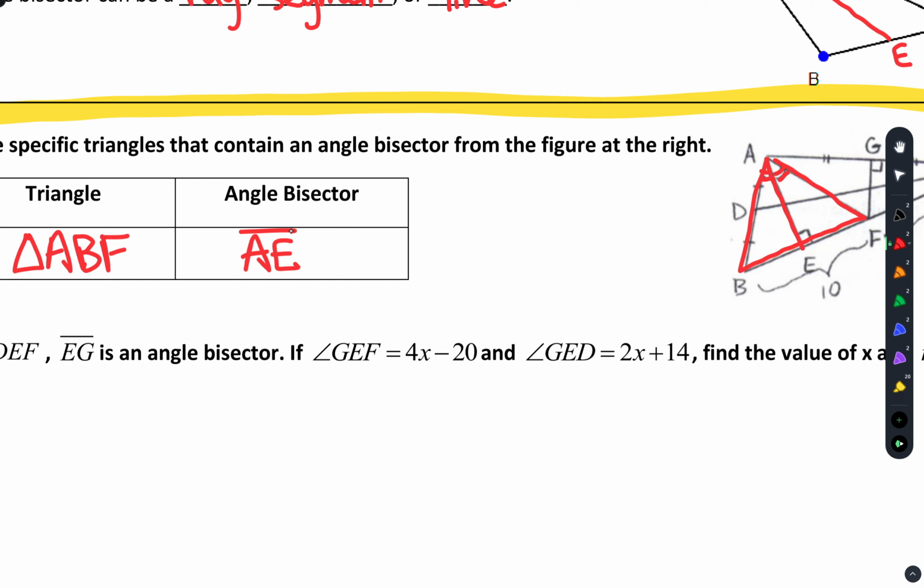Make sure we have good notation. We're using the triangle symbol for triangles. We're using a line on the top to indicate a segment. Any questions on that?